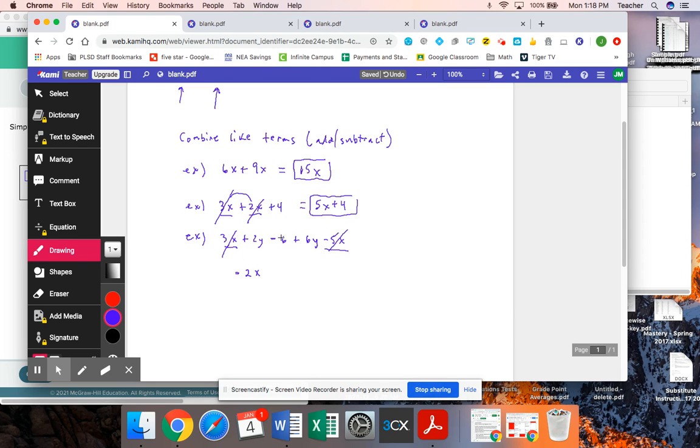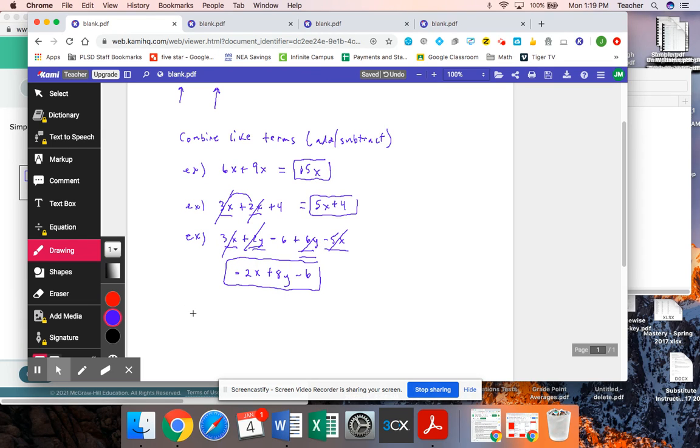Boom, boom. Well, look, I have a y term. There's another y term. It's a positive 2 and a positive 6. Altogether, that gives me a positive 8y. Done with that one, done with that one. And I still have this minus 6. All right, combining like terms.